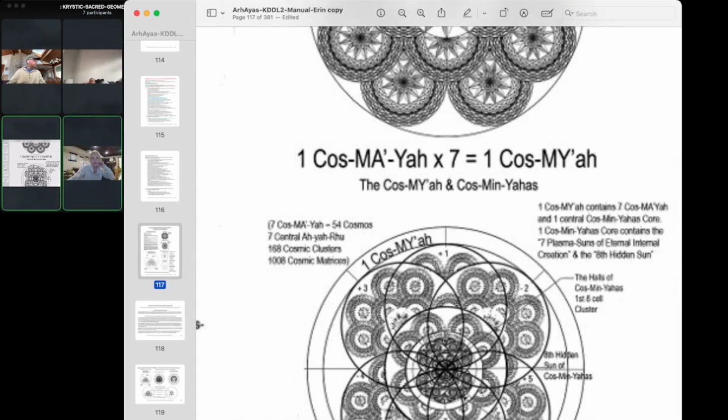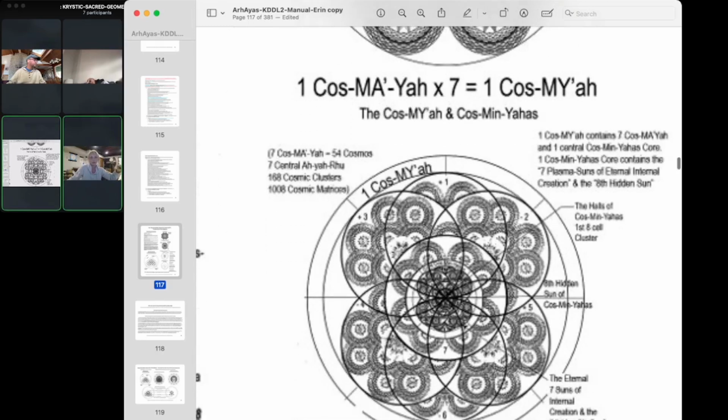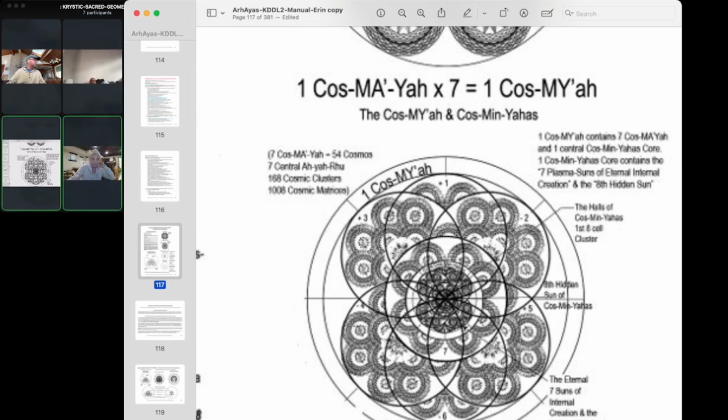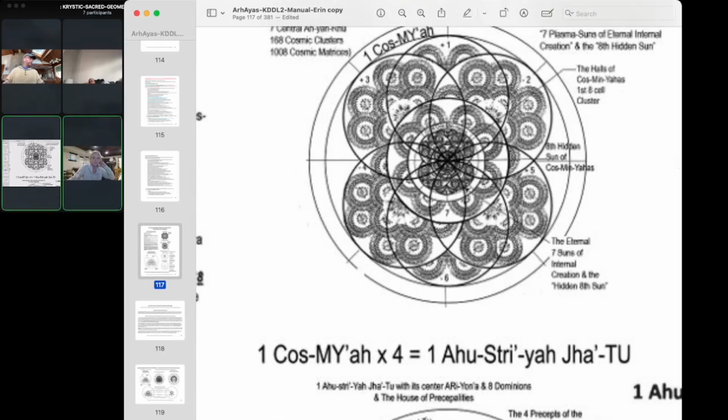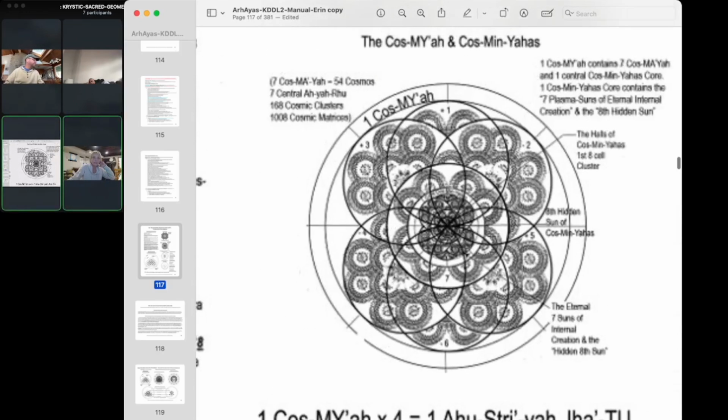So we have the 7 plasma sons of eternal internal creation, and then we have the 8th hidden sun, which would correspond with the first of the first 8 cells in spirit body anatomy. It's the same thing as the 8th hidden sun, and that's here at the core. So we have the halls of Cos-min-yahas, the first, and this is like an 8-cell cluster within an 8-cell cluster. Okay. And this whole thing together is called the Cos-My-yah, and the core in here is called the Cos-min-yahs.